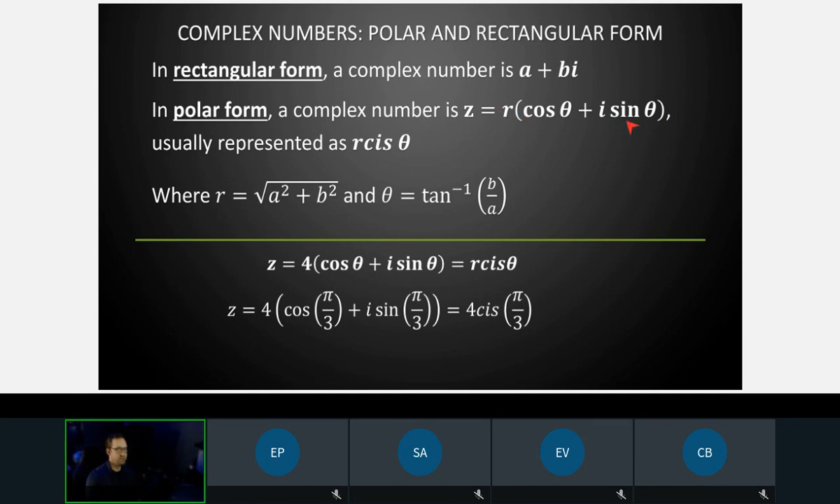Now, this big piece right here can be written with fewer letters, which is right here. Whenever you see r cis theta, this piece means the same thing as this expanded piece. They mean the same thing. Your text, your modules, and even my examples will show both ways. Is that clear?